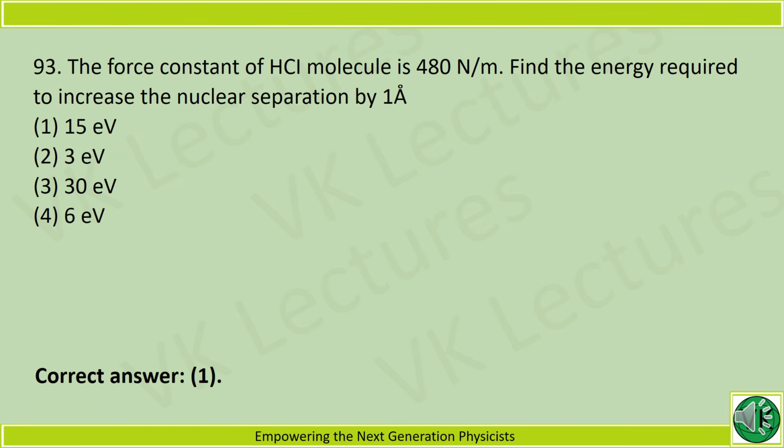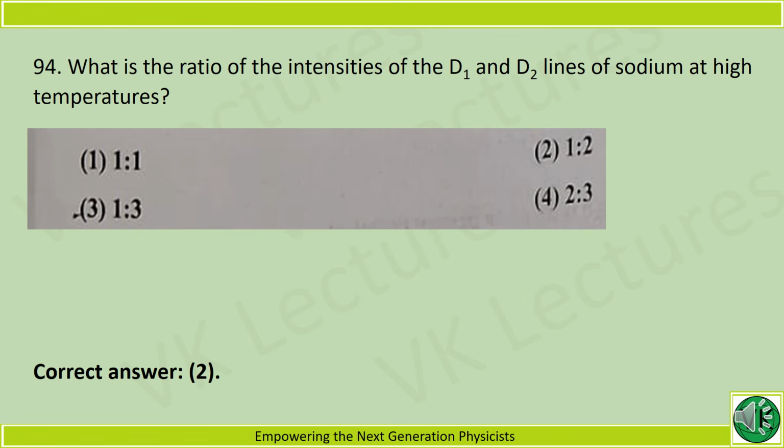The force constant for HCl molecule is 480 Newton per meter. Find the energy required to increase the nuclear separation by 1 angstrom. The correct answer is option 1, 15 electron volt.